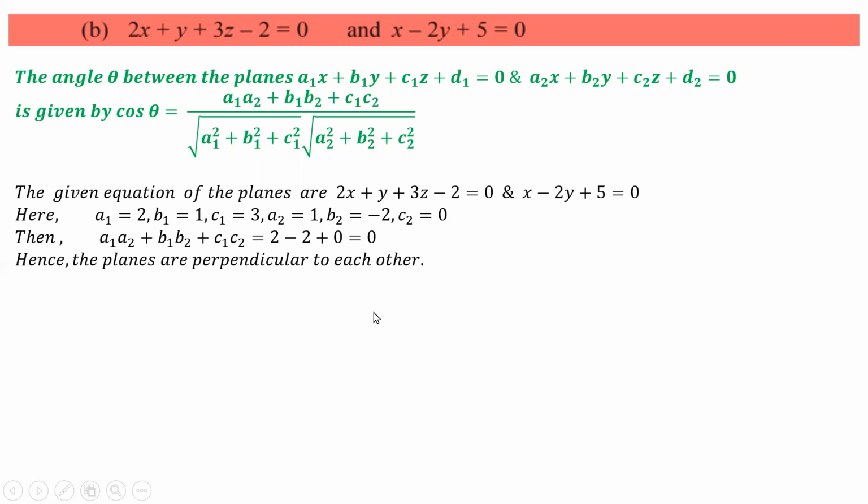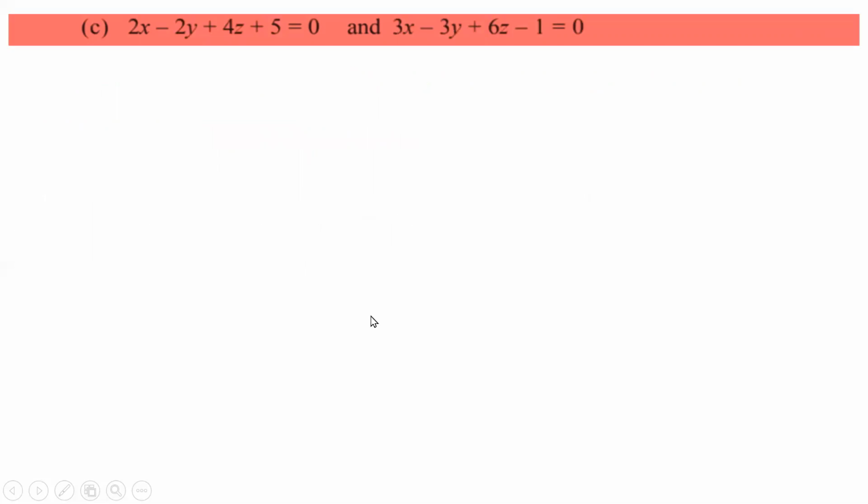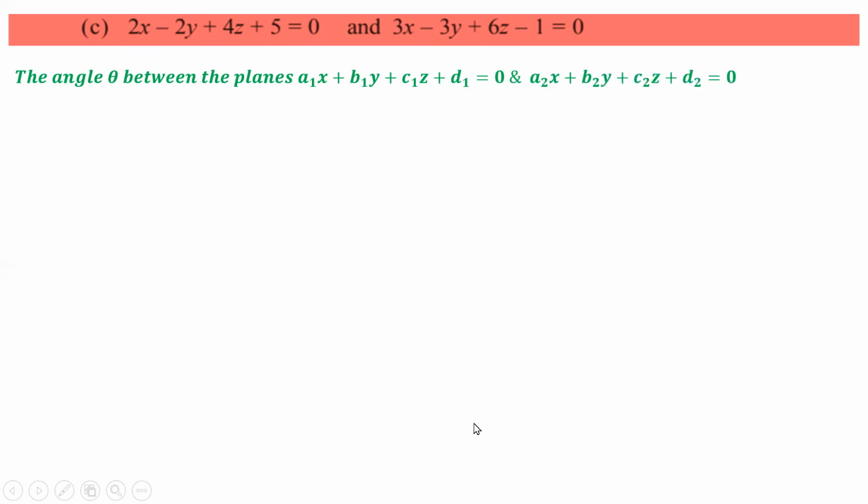Okay. So moving to the next question, question number C. So look at the question number C. 2x minus 2y plus 4z plus 5 equals to 0 is the first equation of the plane, and the second equation is 3x minus 3y plus 6z minus 1 equals to 0. Now look at the given equation. If we check the ratio, 2 by 3, minus 2 by minus 3, 4 by 6, the ratios are equal to each other, right? So that means the planes are parallel to each other.